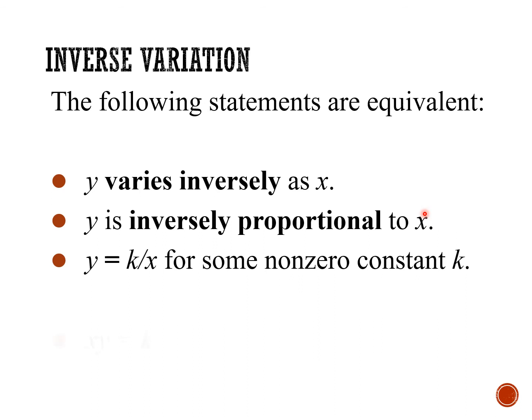Now, this is the formula for inverse variation. So, x times y is equal to k. So, therefore, these are the two formulas for inverse variation. First, y is equal to k over x. Second, xy is equal to k, or k is equal to x times y.